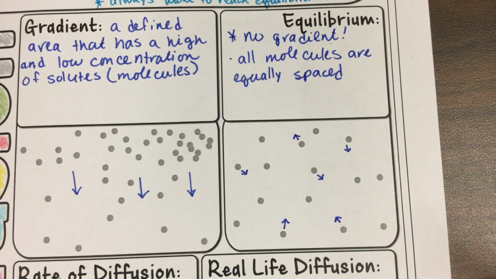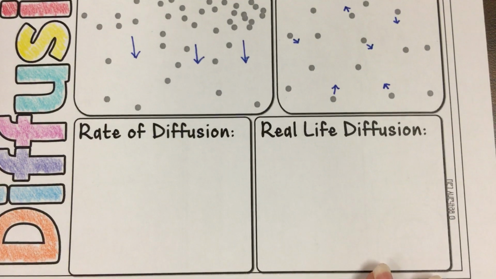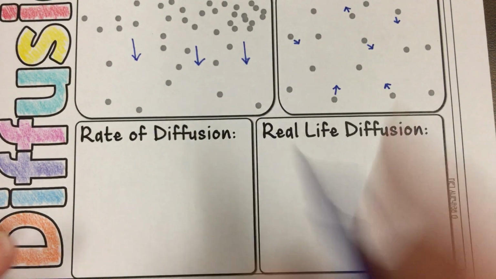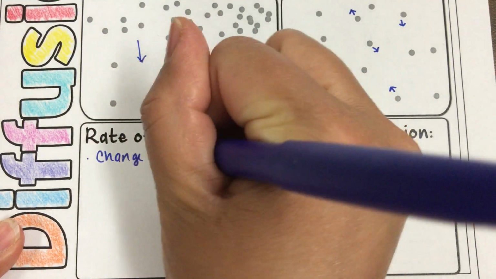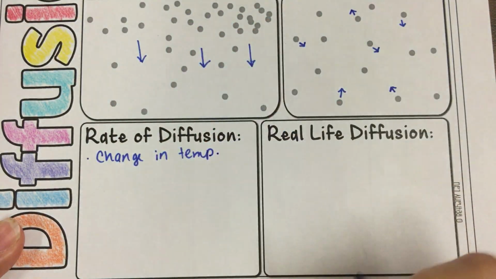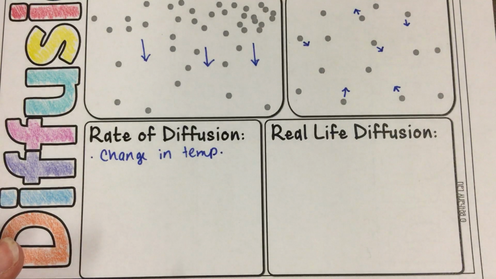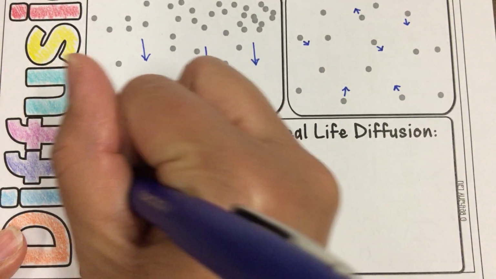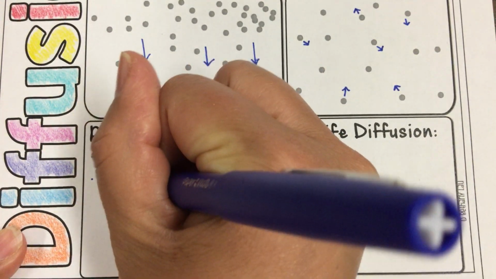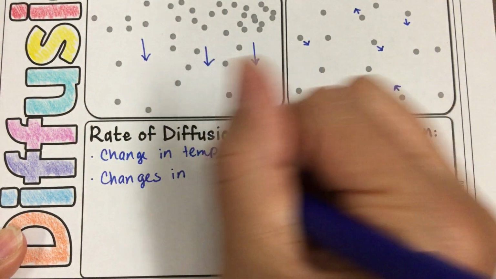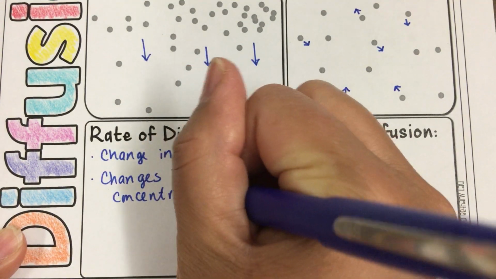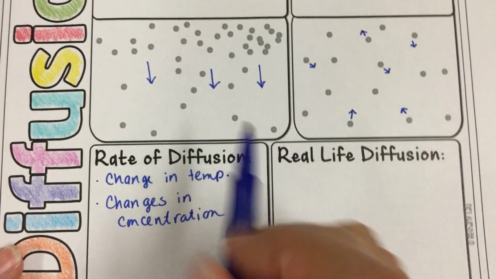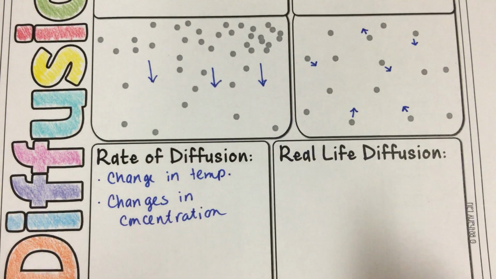And so what can affect this movement? What can affect our rate of diffusion? Well, we have several things. So one, change in temperature. Okay, so if you increase the temperature, these molecules can probably move a little bit faster. Changes in my concentration. Okay, may seem self-explanatory, but the more molecules you're putting into that solvent, the faster your rate of diffusion.